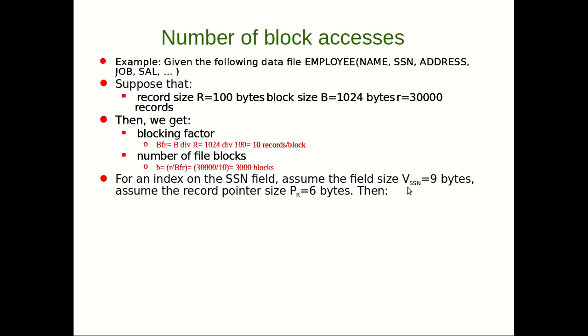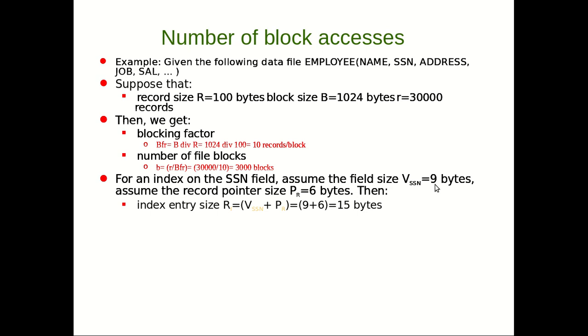For an index on the SSN field, assume that the field size is 9 bytes and the record pointer size is 6 bytes, then the index entry is 15 bytes. Here, assume this is the field on which you are creating a secondary index. SSN is the field based on which you are going to create a secondary index. Already the file has a primary index, or whatever it may be.